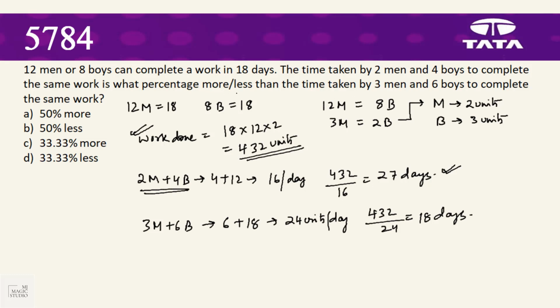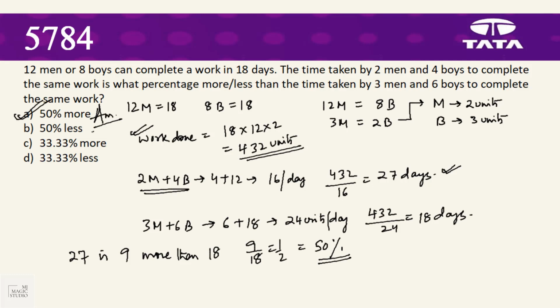So 27 is what percentage more or less than 18? That is the question. 27 is 9 more than 18. 9 by 18 is half, that is 50%. So the first group will take 50% more time than the second group to complete the work. 50% more time. Option A is the pick.